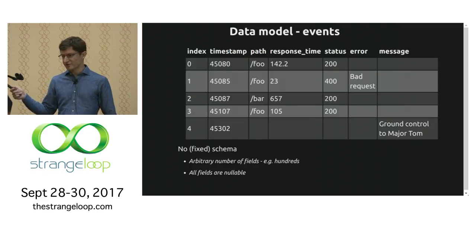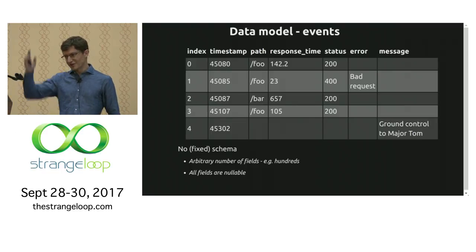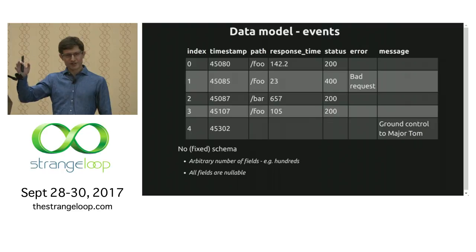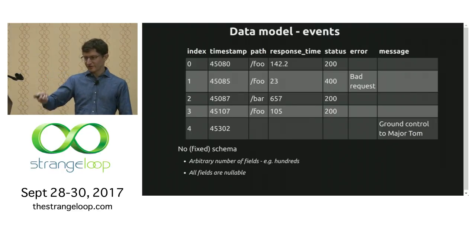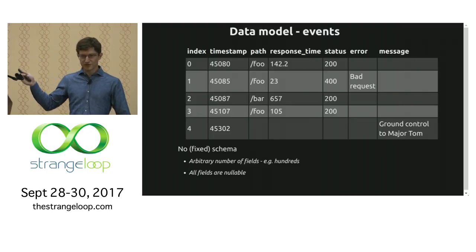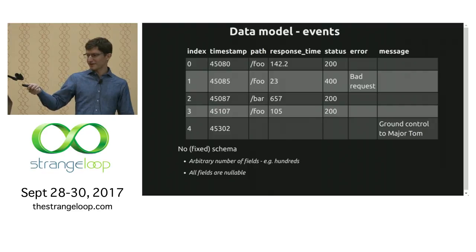And what we've got here is, in a fairly traditional way, I've got the fields of the events in the columns of the table. And then each row is one event. So here we've got 5 events showing a few requests to the foo path and some to bar. And then we have this one other event that has none of that data and just has a log message in it.